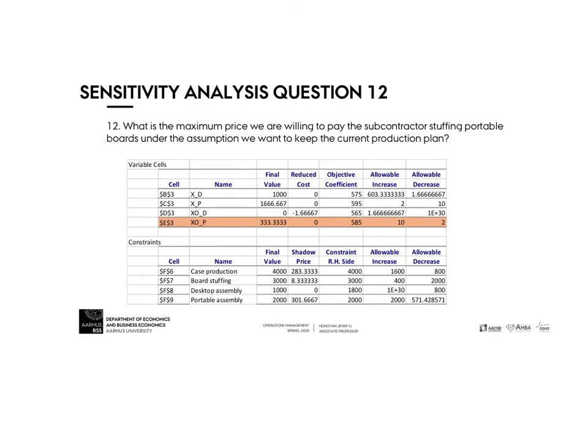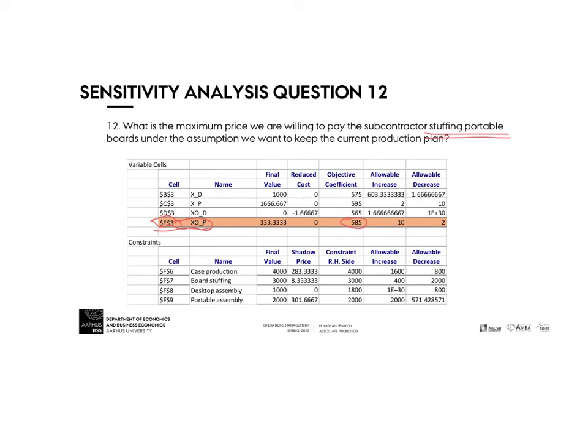Question 12 is, what is the maximum price we are willing to pay the subcontractor for staffing portable boards under the assumption that we want to keep the current production plan? Here we are talking about the staffing portables. Previously, with the reduced cost, we were talking about staffing desktop boards. These are different items. So in this question, we should look into the decision variable XOP's objective coefficient.